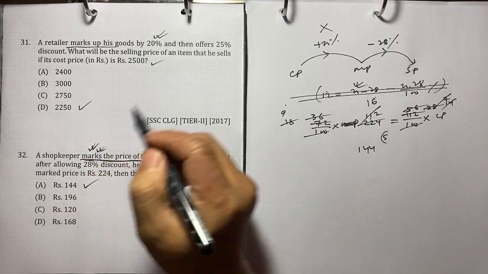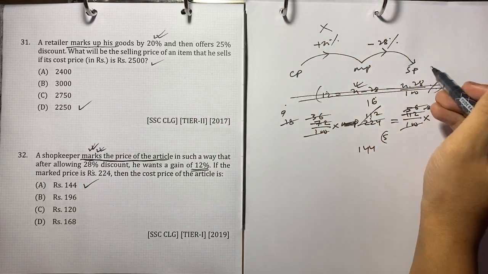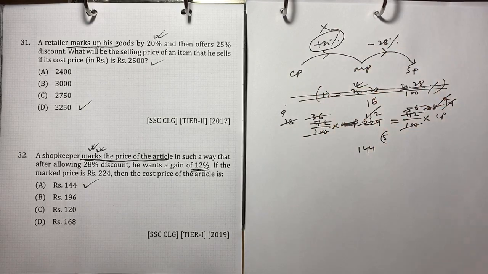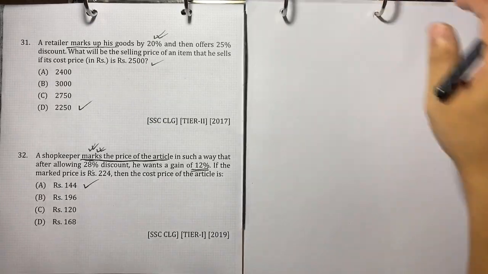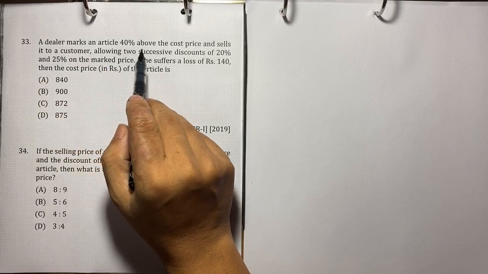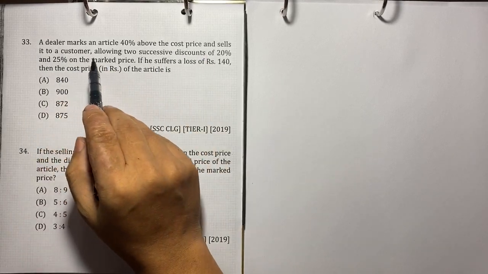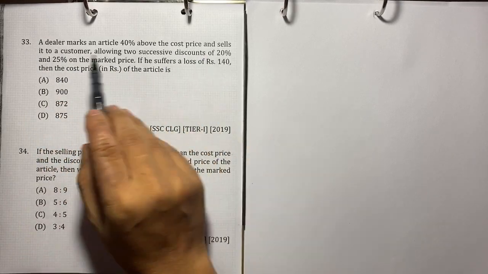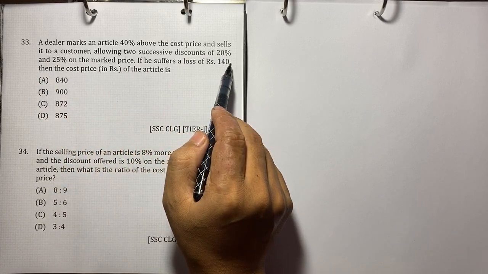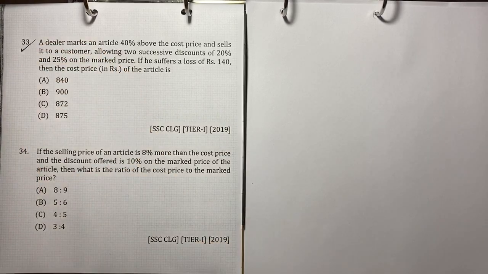This is a markup problem. A dealer marks an article 40% above the cost price and sells it to a customer after allowing two successive discounts of 20% and 25% on the mark price. If he suffers a loss of 140, then the answer is 875.